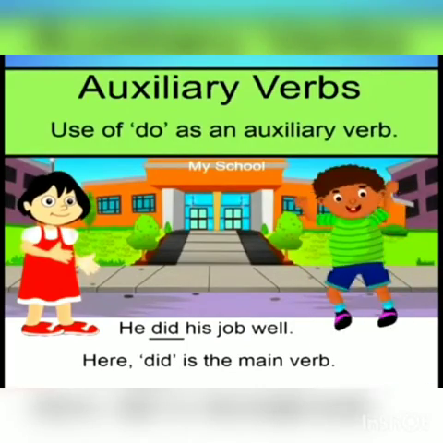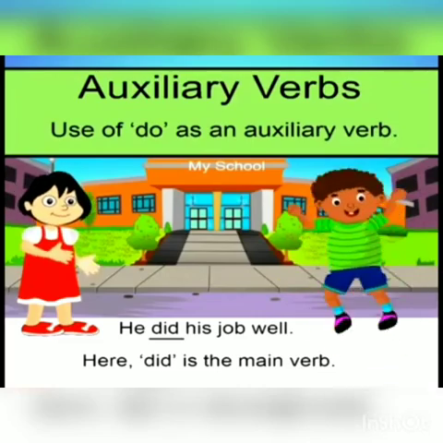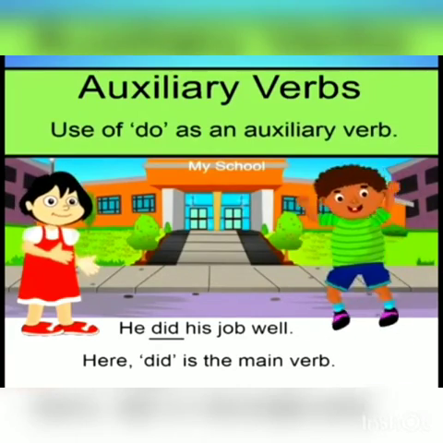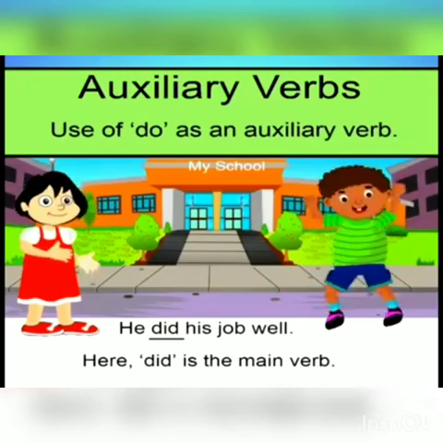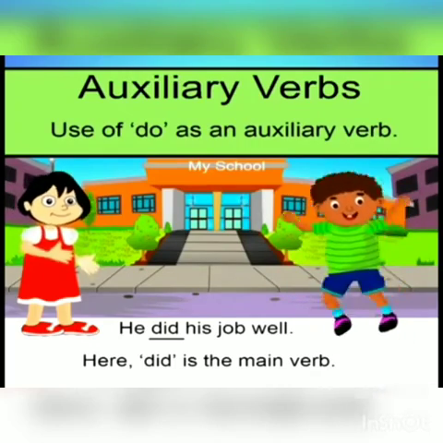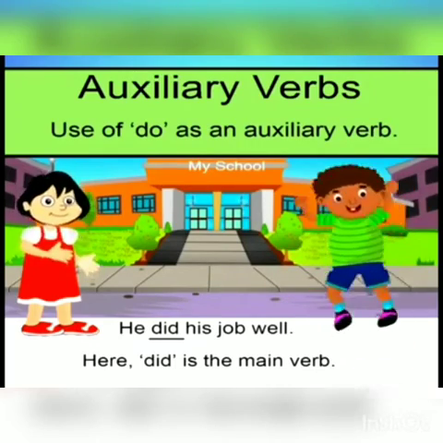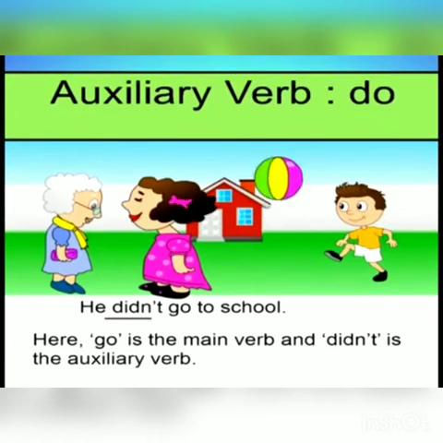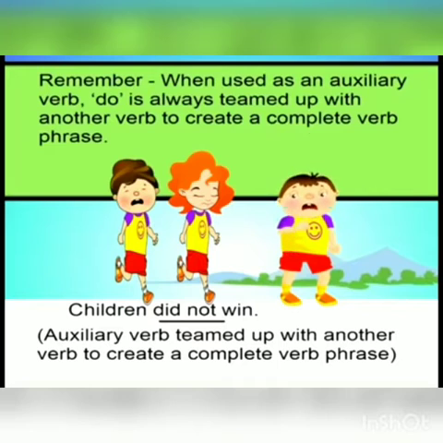Now finally let's look at the third auxiliary verb. In the first case, do is used as the main verb. Did is a form of do. He did his job well. Here did is the main verb as there's no other verb. He didn't go to school. Here go is clearly the main verb, so didn't has to be the auxiliary verb. Children did not win. Here clearly did not is the auxiliary verb and it cannot be used on its own as the sentence won't make sense. So we put win, which is the main verb.